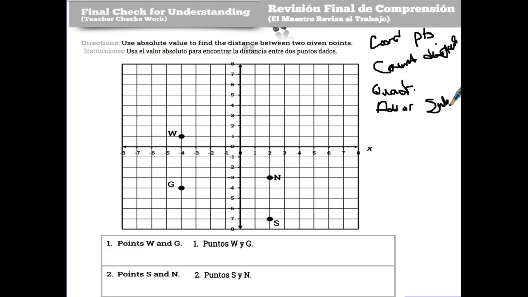Okay, so pause the video here. You're doing both sets of points. Pause the video here for 4 minutes. Remember, you are working individually. You are not checking or talking with your partner. This is the final check for understanding to see how you do. And at the end of 4 minutes, check back in, and then you can make corrections if you need to at that time. Okay, get ready and go.